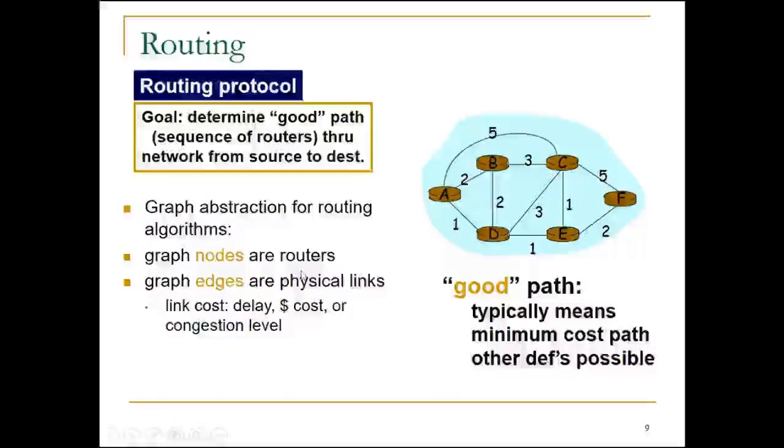So graph abstractions for routing algorithms are very essential, which means we need to know the graph nodes or the routers within the networks. We also have to have the graph edge concept within the various physical links, especially when it comes to the cost, so we can identify delays and congestion levels within the networks. And it's the job of routing protocols to look at some of these things through routing algorithms to help us move packets back and forth efficiently.